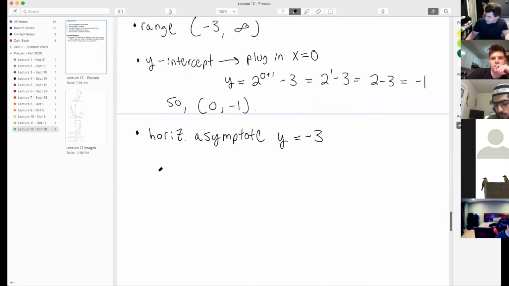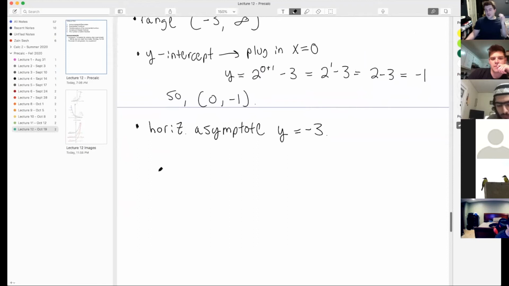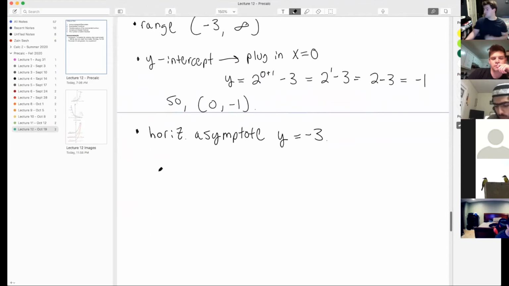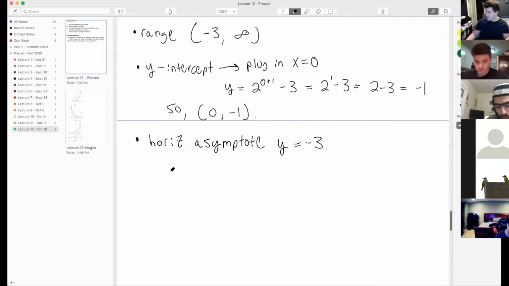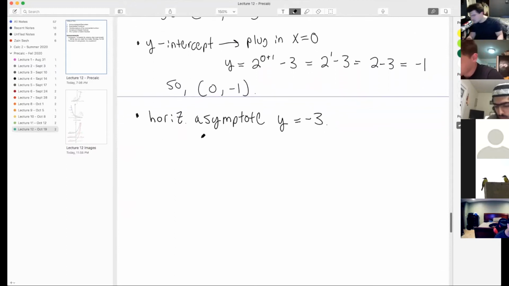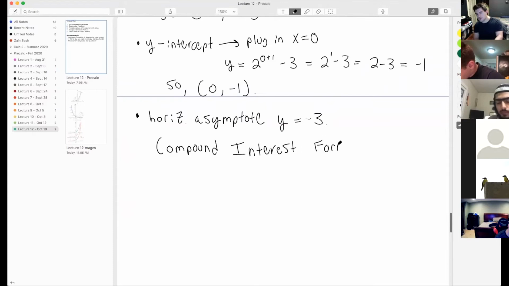All right, very cool. So we're actually going to do a real world application. I think this is maybe the first time we've done some sort of real world stuff. So maybe this is something you've seen in high school. It's called the compound interest formula.